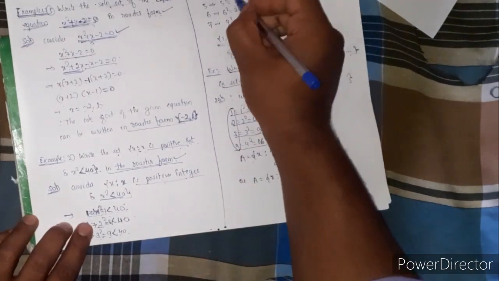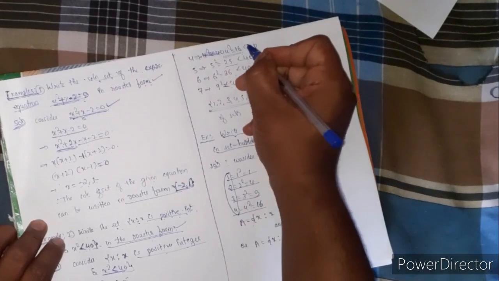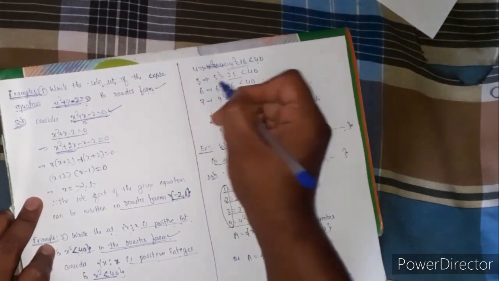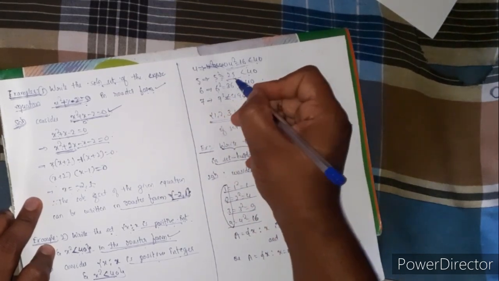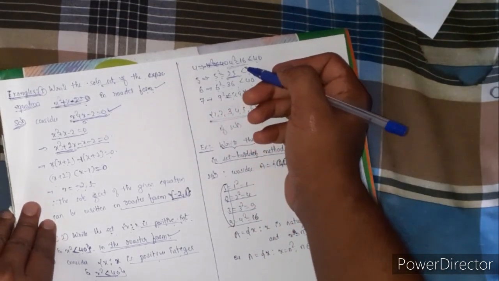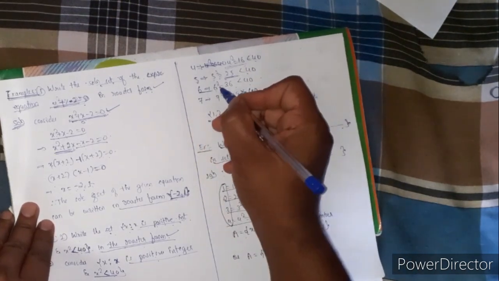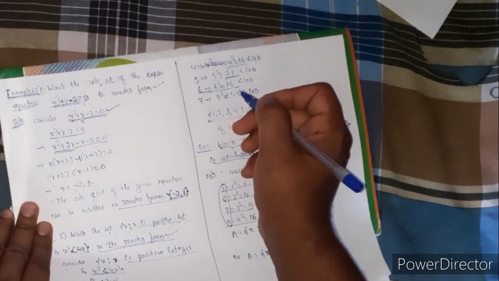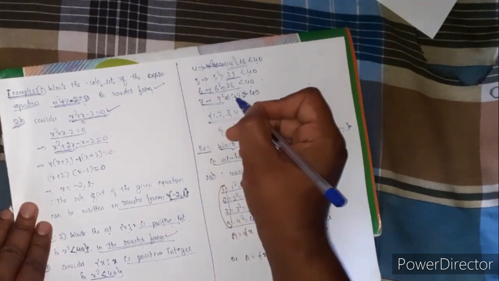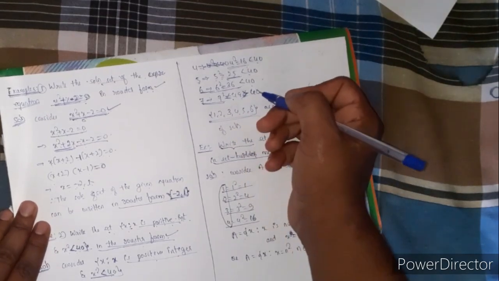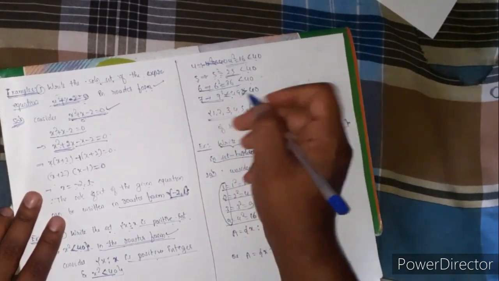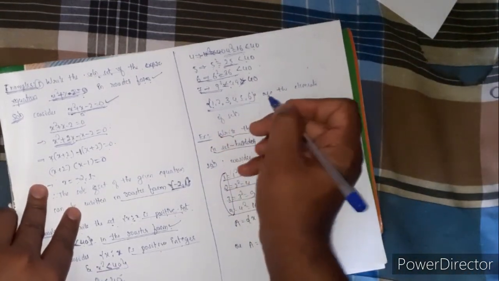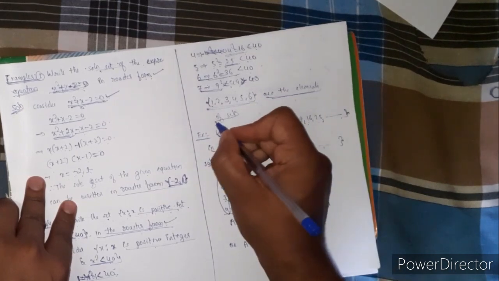And 4 square equal to 16, and this 16 is less than 40, and therefore 4 is also an element of the set. 5 square equal to 25, less than 40, therefore 5 is also an element of the set. 6 square equal to 36, which is less than 40, and therefore 6 is also an element of the set. 7 square equal to 49, which is greater than 40, and therefore 7 is not a member of the set. Therefore 1, 2, 3, 4, 5, 6 are the only elements of the set.